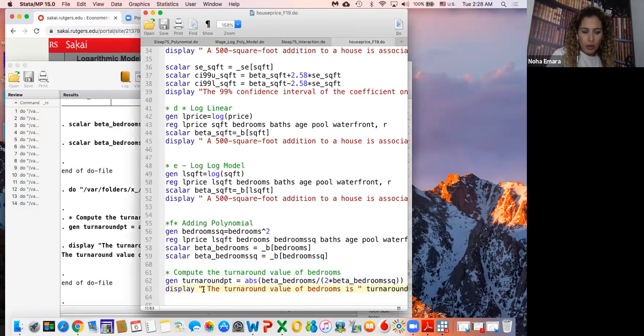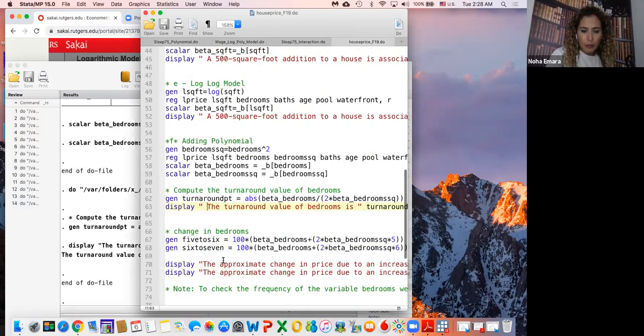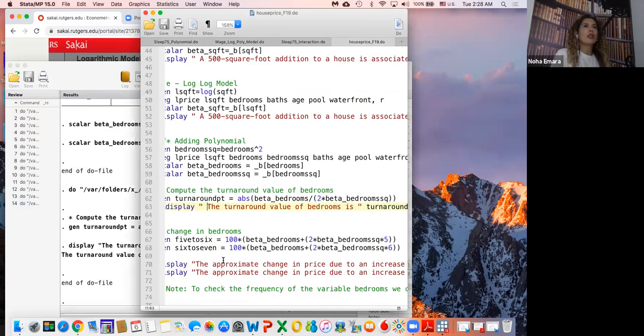So this is very important because I can give you the data set and ask you to get the turnaround point. Of course, you know the equation for the turnaround point: you get the coefficient of the linear term divided by 2 times the coefficient of the squared term. You don't have to extract the coefficients unless I ask you to in your assignment. It's very helpful to learn how to extract the coefficients using the scalar command, because it makes your life easy and makes your presentation of the results nicer.